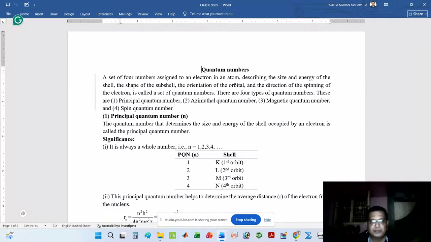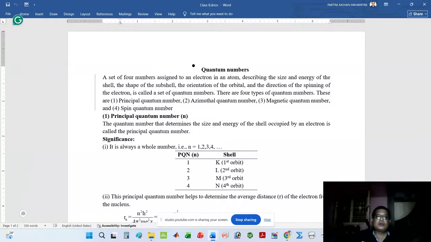Hello students, in the previous class I discussed the quantum number. What is a quantum number? A quantum number is a set of four numbers that is particularly assigned to an electron in an atom. As a result, it is very easy to describe the size and energy of the shell, the shape of the subshell, the orientation of the orbital, and the direction of spinning of the electron.